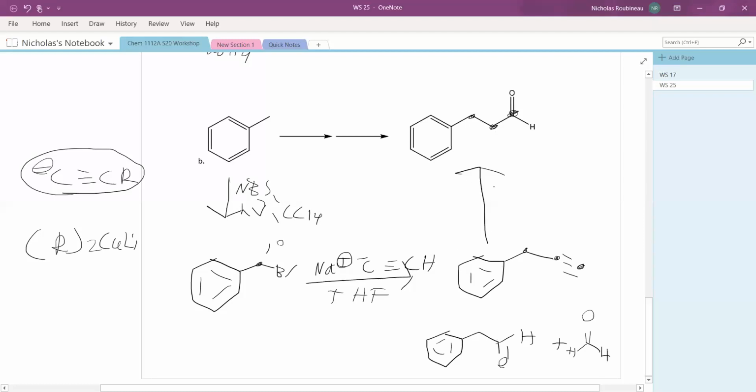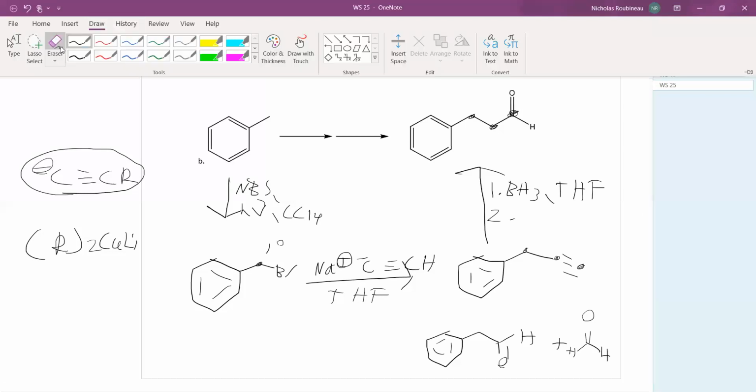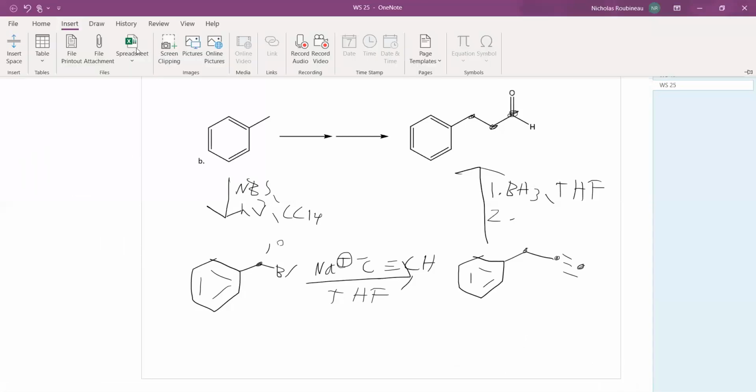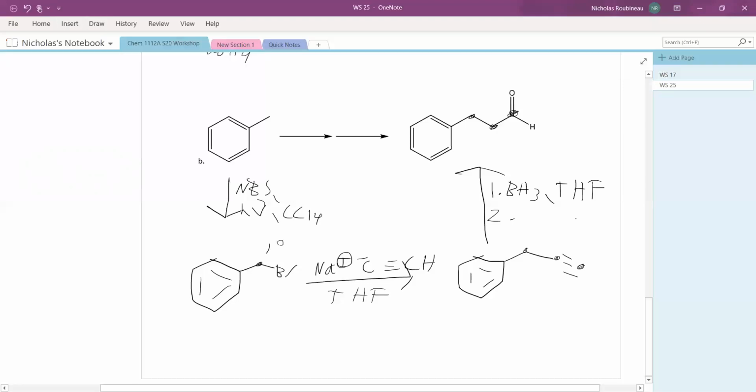So like Jared pointed out, we're going to use the BH3 reaction, and it's 2 steps. What's the second step? Yeah, hydrogen peroxide and hydroxide. Yep. I'm just going to erase these because I'm planning on uploading this as an answer key. So yeah, hydrogen peroxide and base.